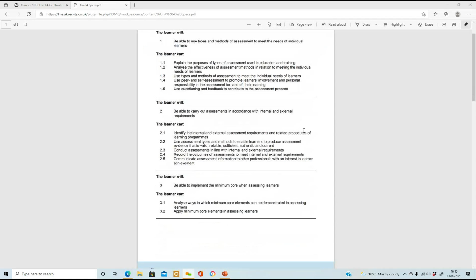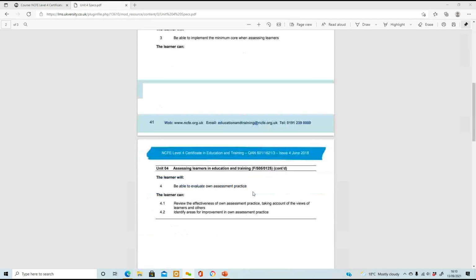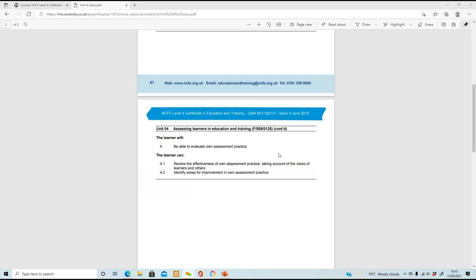Then learning outcome 2 is how do you actually carry out those assessments internally and externally? Then again, we come to minimum core elements. So how do we implement minimum core like English, Maths, ICT when we're assessing learners? Then the fourth one is how to evaluate an assessment of your own practice. So it's about you, the last section.